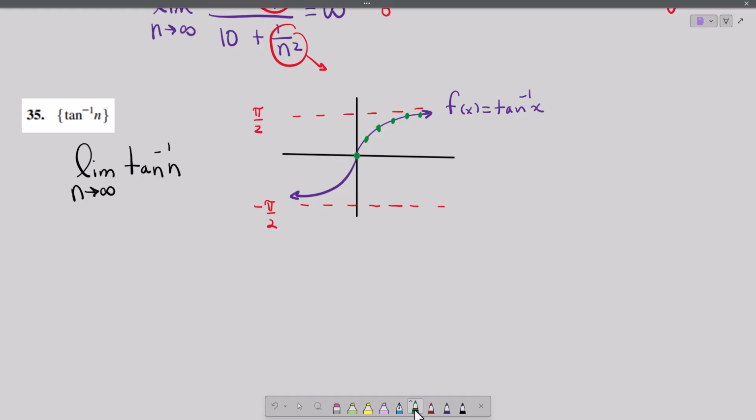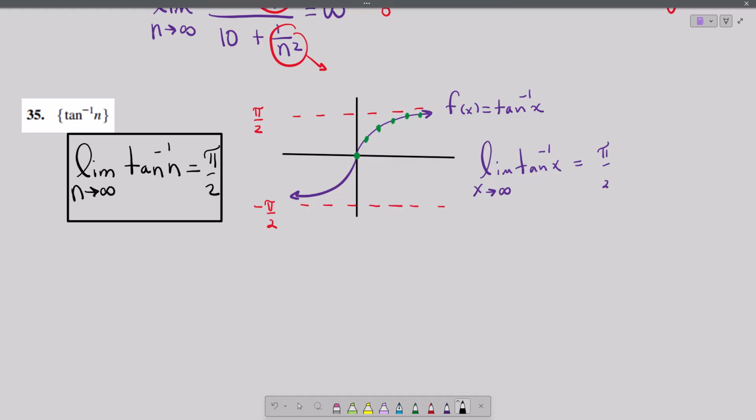And we know that the limit of the continuous function as x goes to infinity is pi over 2. Right? That's what that means. It's got a horizontal asymptote. So its limit at infinity, if you will, is pi over 2. Therefore, we've got this continuous function that has a limit, so the embedded sequence must have the exact same limit. That sequence must also go to pi over 2.